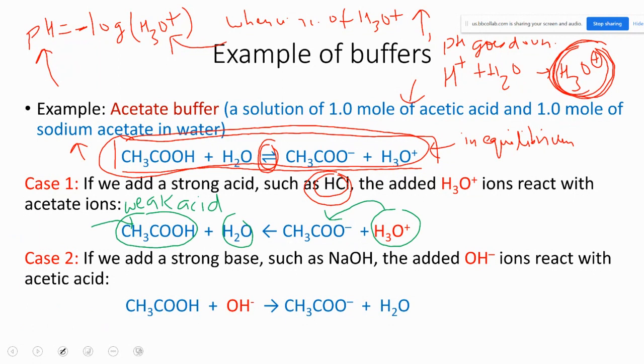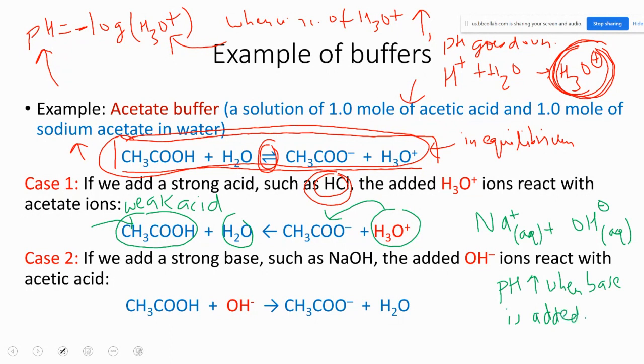Now, let's see if I add a strong base such as NaOH. Whenever I add a strong base like NaOH, it dissociates into Na plus and OH minus when it's in water, right? Now, guess what's going to happen? Whenever you add the base, remember the pH goes up, right? The pH goes up when base is added. All right, so let's say you added that sodium hydroxide solution, but guess what happens? That hydroxide anion will react with the acetic acid on this side and do some kind of acid-base reaction, right?